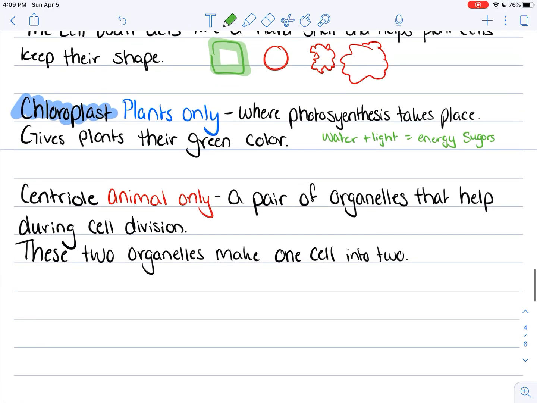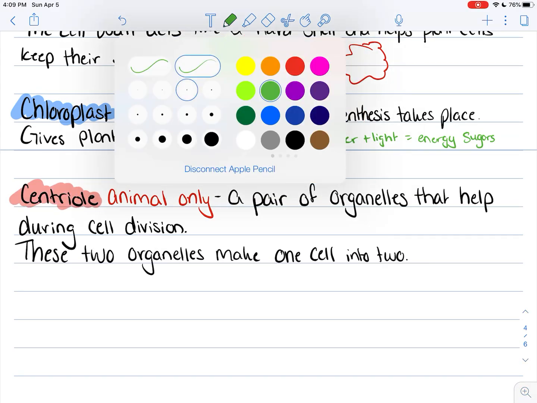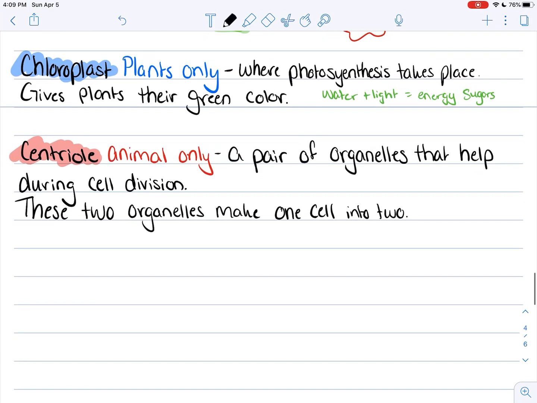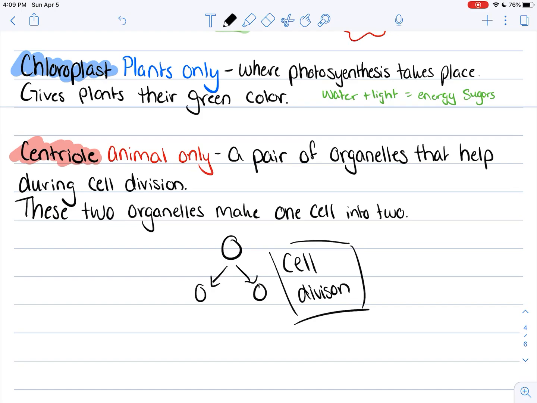All right, and then finally we have the centriole. The centriole is specific to animal cells, and the centriole occurs in a pair, so it's a pair of organelles that help during cell division. These two organelles turn one cell into two cells, which is called cell division, which we're not going to get into today, but it's an important term to know for the future.